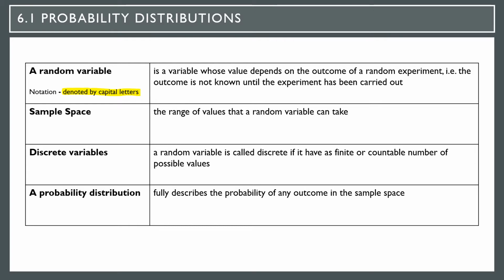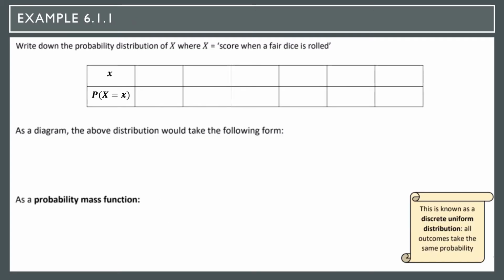space. Example 6.1.1, write down the probability distribution of X, where X is the score when a fair dice is rolled. As mentioned, the probability distribution should be represented in a table, the first row of which considers the particular values our random variable can take. In this case, we are considering the score when a dice is rolled, and so our possible values are just 1, 2, 3, 4, 5 and 6.